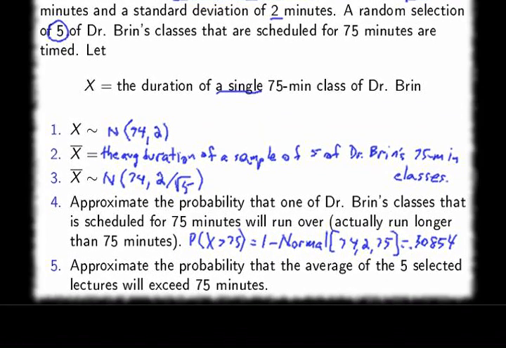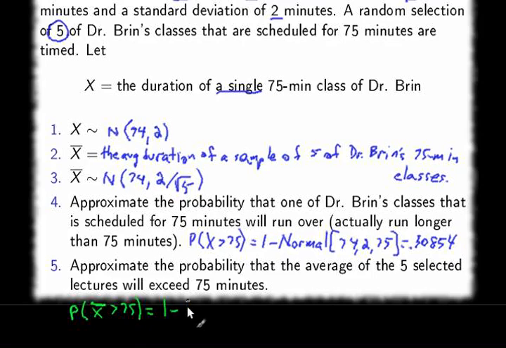Number 5, approximate the probability that the average of the 5 selected lectures will exceed 75 minutes. Well, now we're being asked about the average of 5, so we're being asked to look at the distribution of the averages. So we want the probability that the average is greater than 75 now.